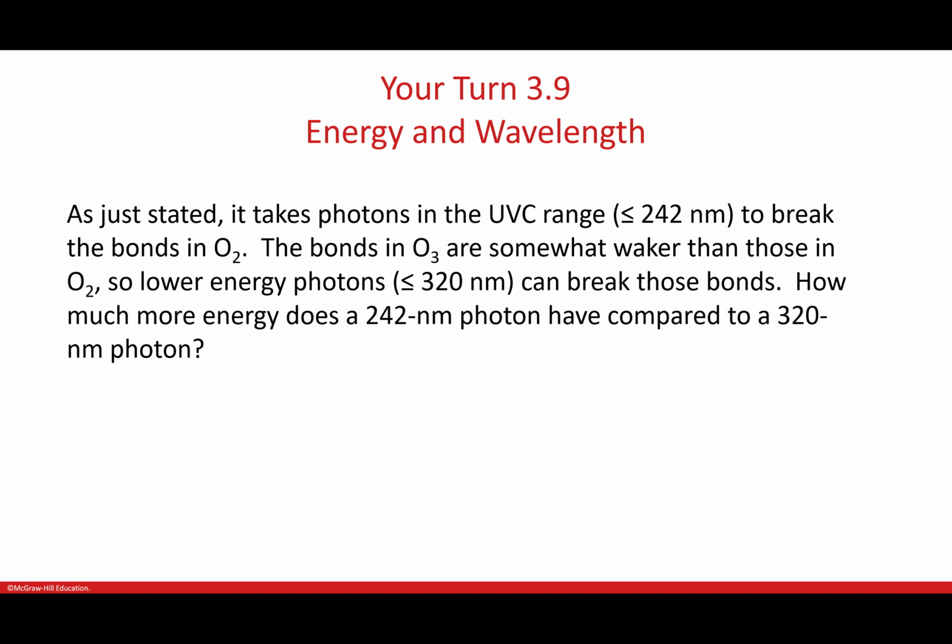So UVC, more energetic with a shorter wavelength, breaks the O2, the stronger of the two types of bonds. O3 bonds are weaker, and so the lower energy photons, UVB, can break those bonds. So how much more energy does a 242 nanometer photon have compared to a 320 nanometer photon? How are we going to go about calculating energy?